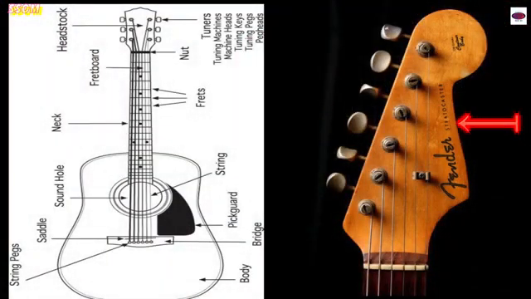So let's start with the headstock. You can see over here I have also taken the example of a digital picture of a headstock. Basically, the headstock of a guitar depends on the guitar. There are so many sizes and shapes of guitar, and the shape of the headstock changes as per the shape of the guitar.